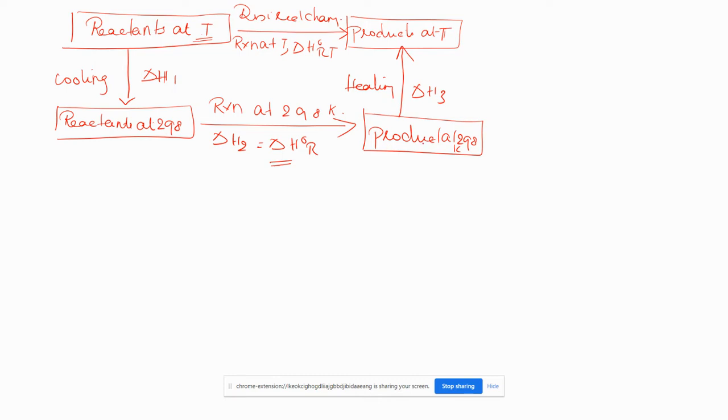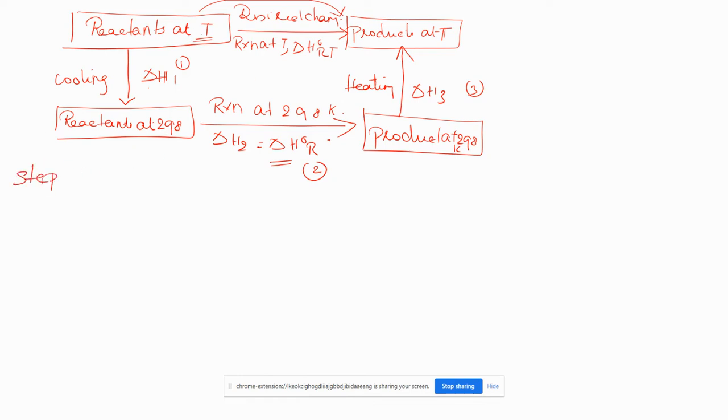Now, after the reaction takes place, you will get the products. The products also will be at 298 Kelvin, because the reaction is taking place at 298 Kelvin. So this is the first step, this is the second step. Now the third step is we want the products at a temperature T, so we are heating them and getting the products at T. So this is a single step, and this part shows the single step directly. This can also take place as a three-step reaction.